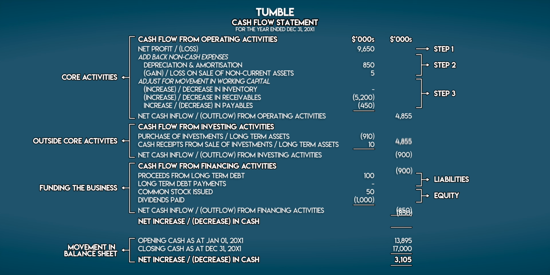Almost there. When we total the cash flows from operating activities, investing activities, and financing activities, we can see that Tumble had a net increase in cash of $3,105,000 during the year. This matches the movement in cash that we saw in the balance sheet, so we've reconciled this cash flow statement using the indirect method.